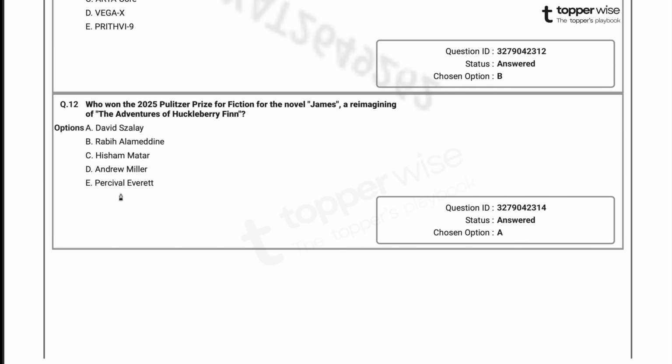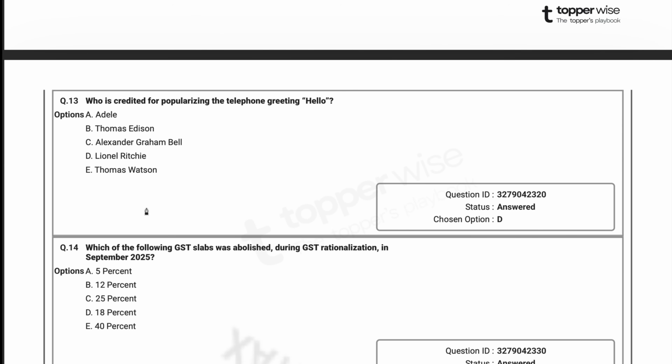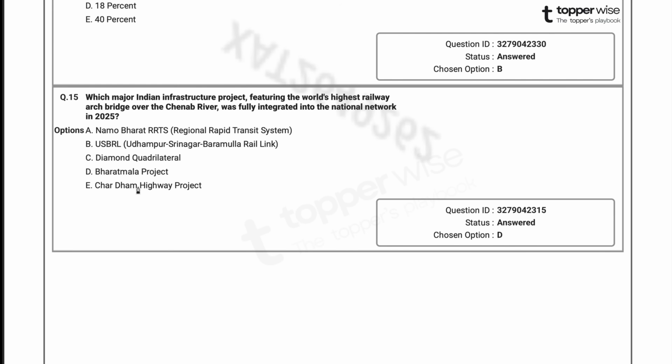Moving to the next question, question number 12. For question number 12, option E is the correct answer. And for question number 13, option D is the correct answer here. For question number 14, option B is the correct answer. For question number 15 here, option B again is the correct answer.